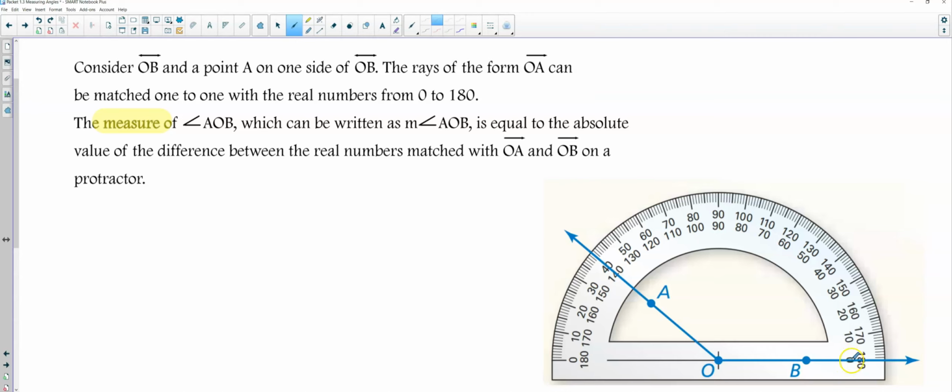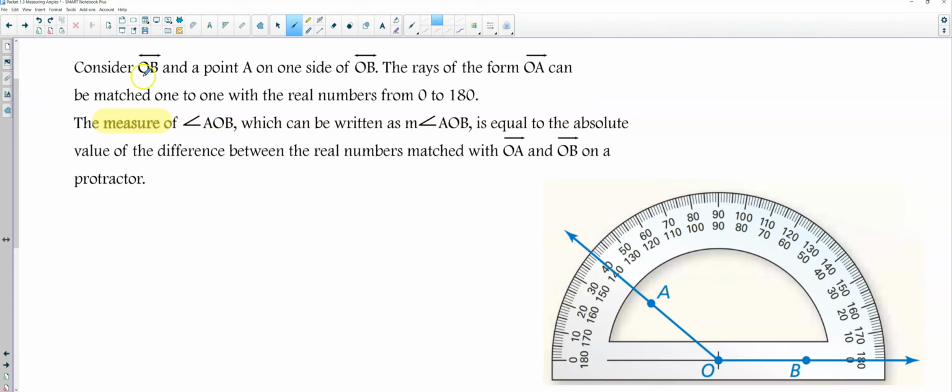The reason you have that inner scale is because if you're reading the angle, if the angle is opening towards the left, then you want to use the inner scale. If the angle is opening towards the right, then you want to use the outer scale. Basically, that's the reason there are those two scales there.